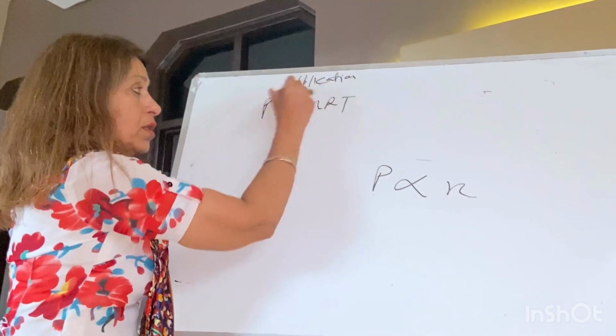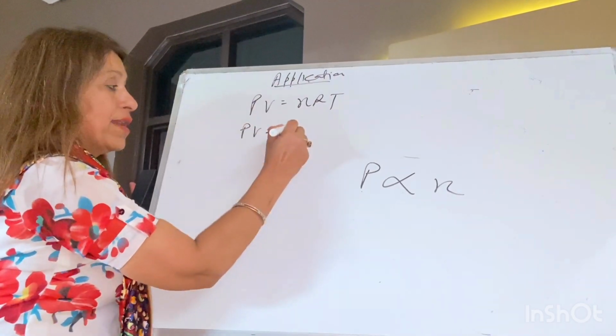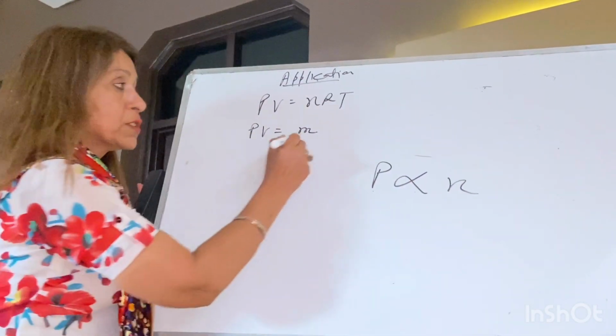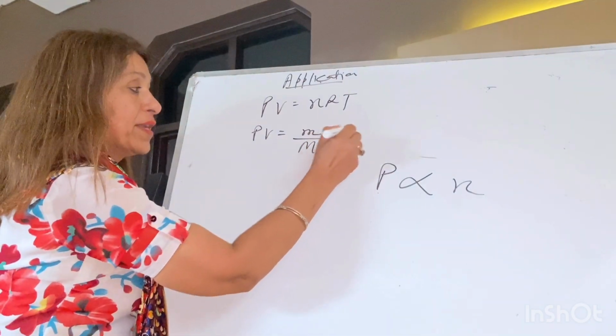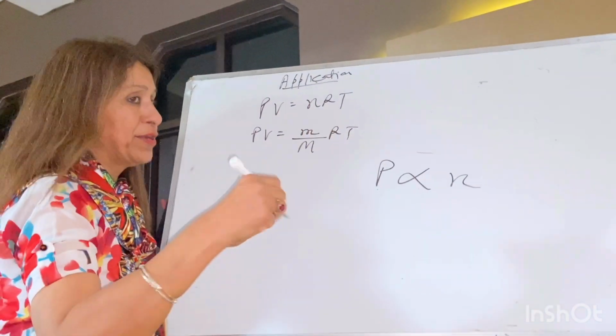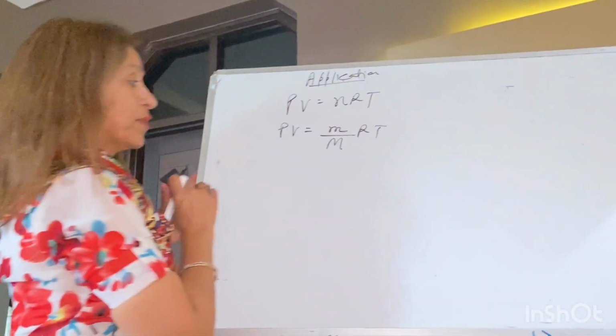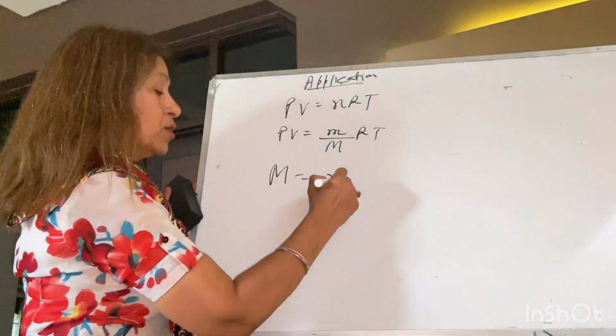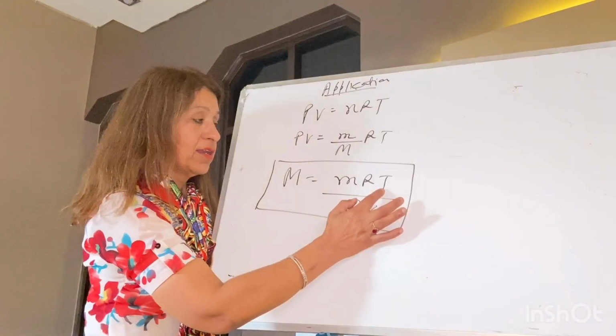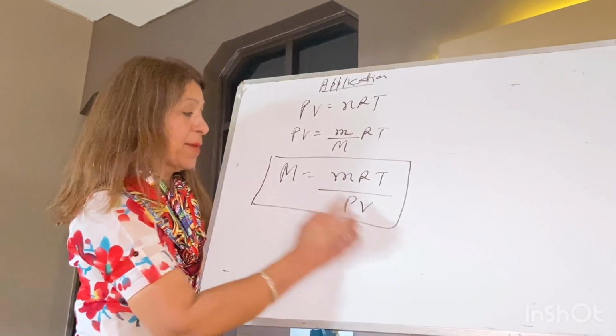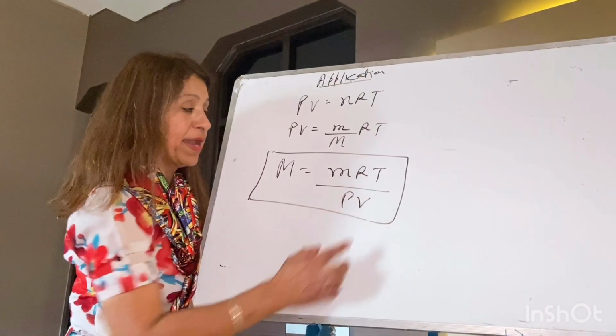Application. PV is equal to nRT. n is small m by capital M, so PV = (m/M)RT. You can write small m or you can write W, the weight of solute. Now you can make capital M the subject: capital M is equal to small mRT by PV.